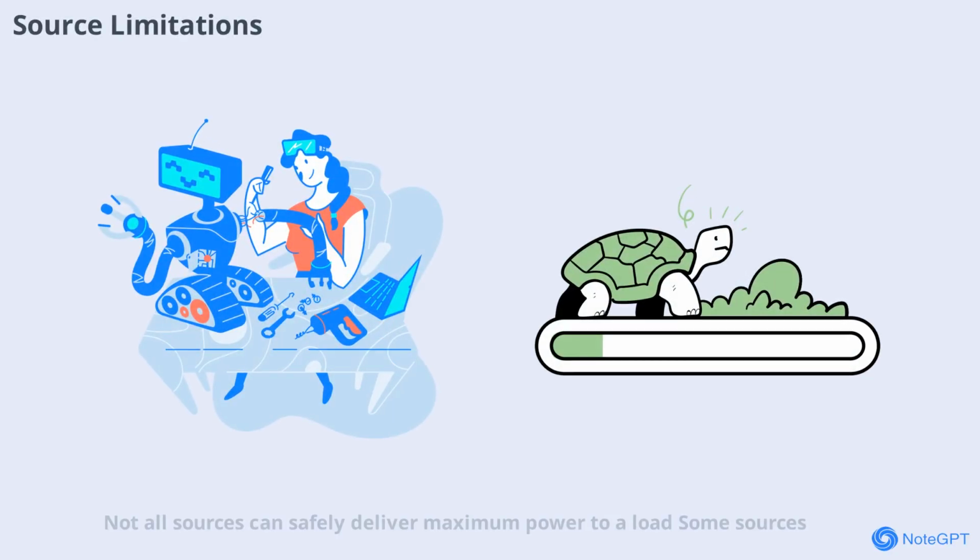Not all sources can safely deliver maximum power to a load. Some sources, like batteries or generators, have limits on the amount of current they can provide without damage. Exceeding these limits can reduce the lifespan of the source or cause it to fail. When applying the maximum power transfer theorem, engineers must ensure that the source can handle the required current and that the system operates within safe parameters.